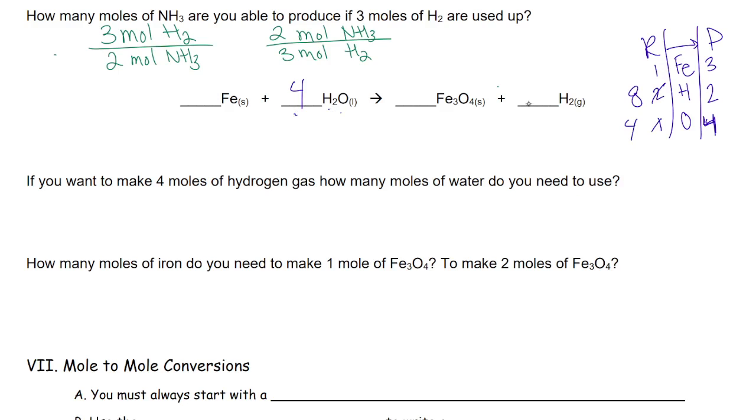And then a coefficient of 4 here, 4 times 2 hydrogens would give me 8. So now my hydrogens and oxygens are balanced, my irons are not, so actually it didn't get messed up. 3 times 1, 3. Everything is balanced, so your last step would be to do what? Put a 1 in the blank for the thing that did not need a coefficient. Perfect. Is that right?